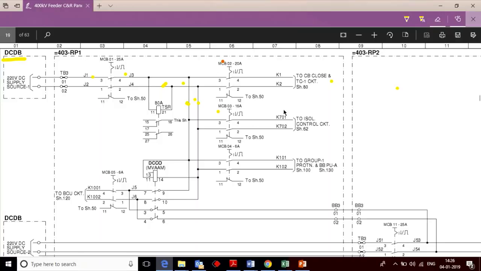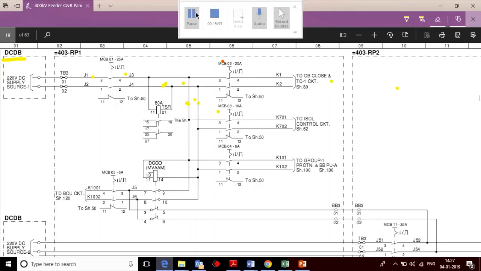This example is taken just for reference to show you, and I'm just sharing my practical experience. If you don't have the DC earth fault locator, then you can find and clarify this earth fault manually like this, okay.